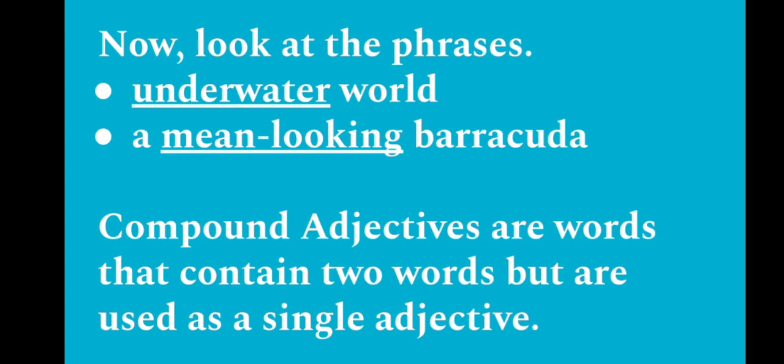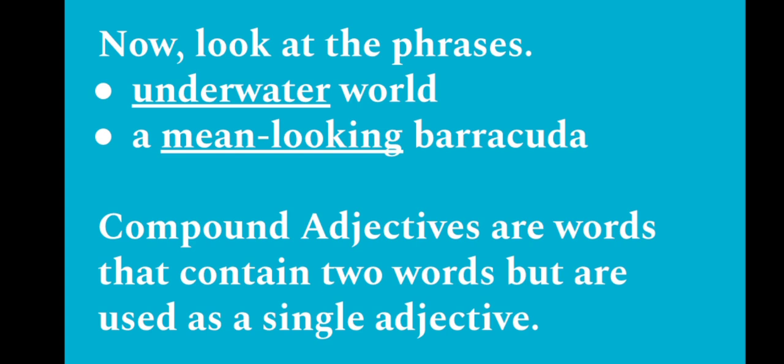Now look at the phrases. Underwater world, a mean looking barracuda. In these phrases, underwater and mean looking are compound adjectives. What is a compound adjective? Compound adjectives are words that contain two words but are used as a single adjective. In a compound adjective, we have two words, but these two words are used as a single adjective.